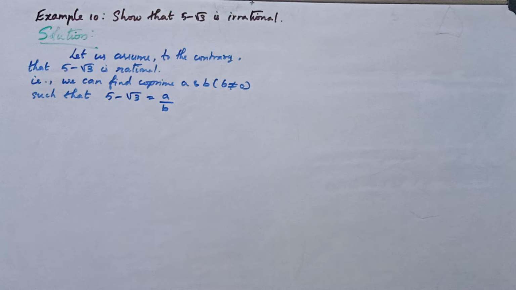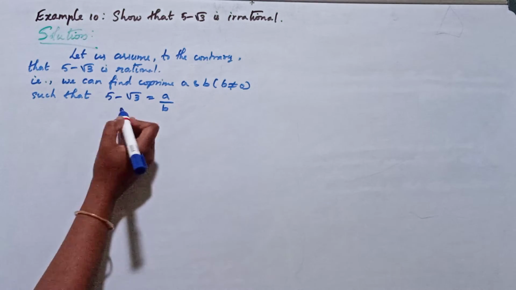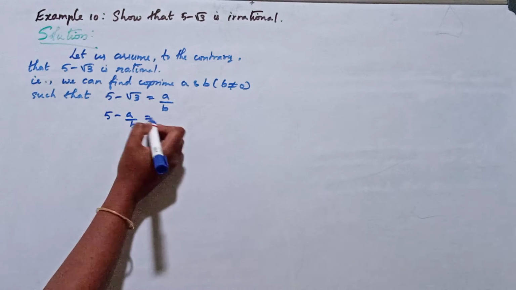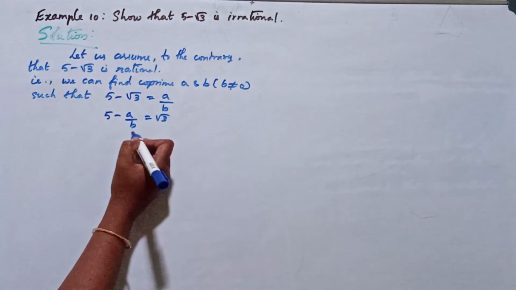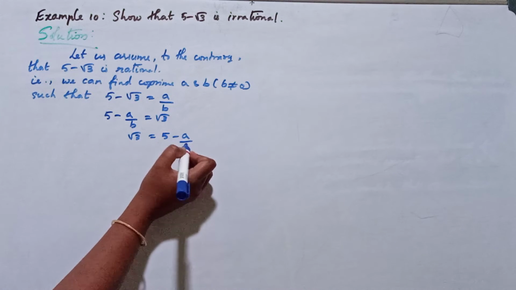Okay, now just like the last problem, you are going to rearrange this equation and you need to find what is root 3 from this. Okay, you are going to rearrange this to get the square root of 3. So if you rearrange this, what will you get? 5 minus a by b is equal to square root of 3. That means square root of 3 is equal to 5 minus a by b.